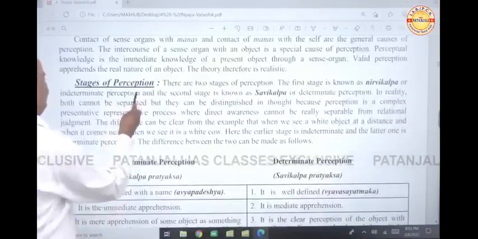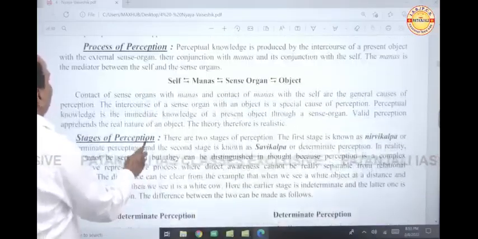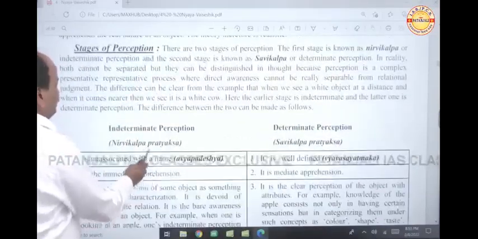On the basis of stages of perception, perception is of two types.